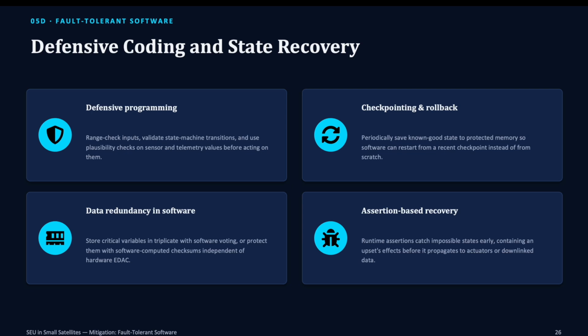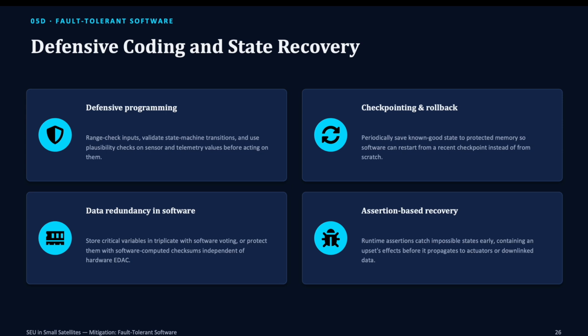In terms of defensive coding and state recovery, this is the first software-level line of defense. The software validates everything, and it always has a way back to the initial known good state. Checkpointing is the practical answer to what if we can't prevent every upset.